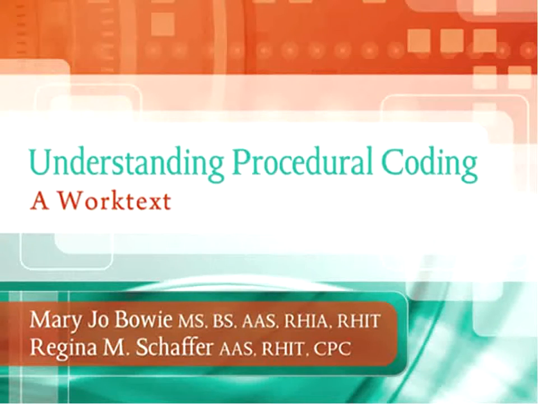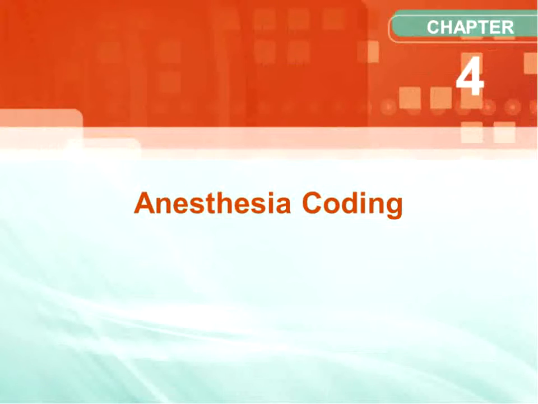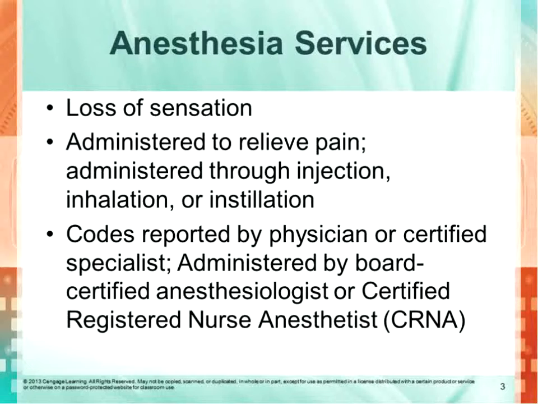Okay, this presentation is on Chapter 4, Anesthesia, from your Understanding Procedure Coding workbook textbook. So basically, when we are talking about anesthesia, we pretty much mean loss of sensation. That's what anesthesia means, and anesthesia is used to help relieve pain. And you can use a variety of methods to do that.